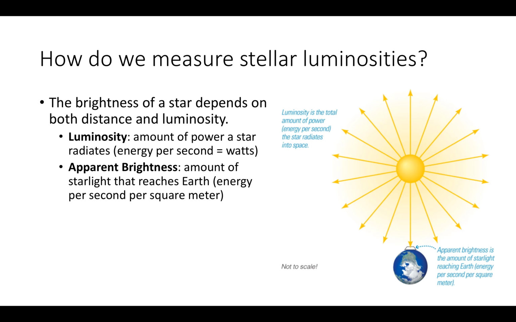Stellar luminosity. So luminosity is the amount of power a star radiates, its energy per second, also known as watts. And the apparent brightness is the amount of sunlight that reaches Earth, so energy per second per square meter. So apparent brightness is dependent on two things: how far away the star is, as well as its luminosity.